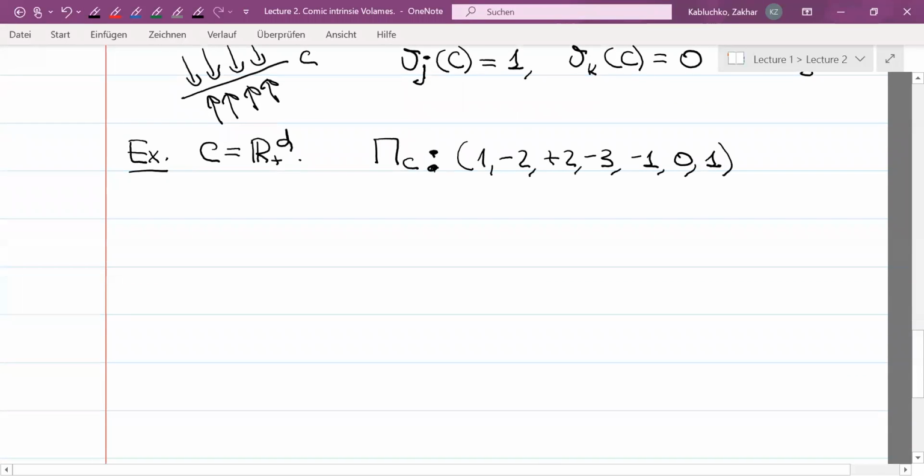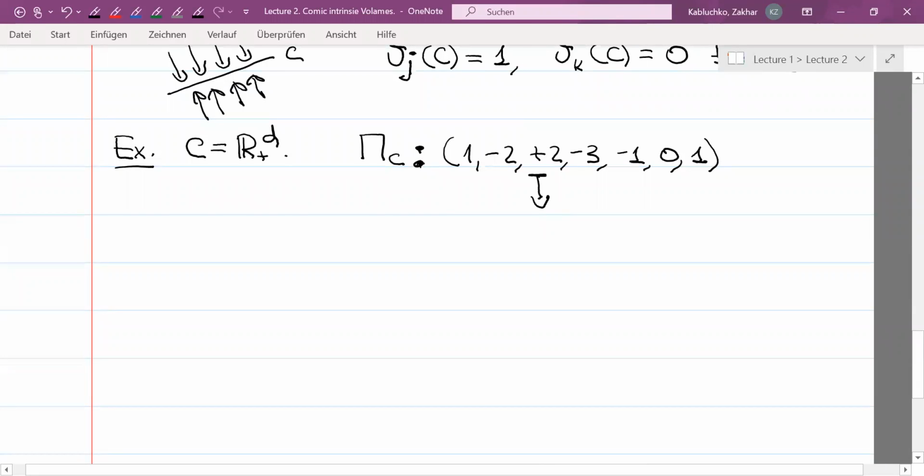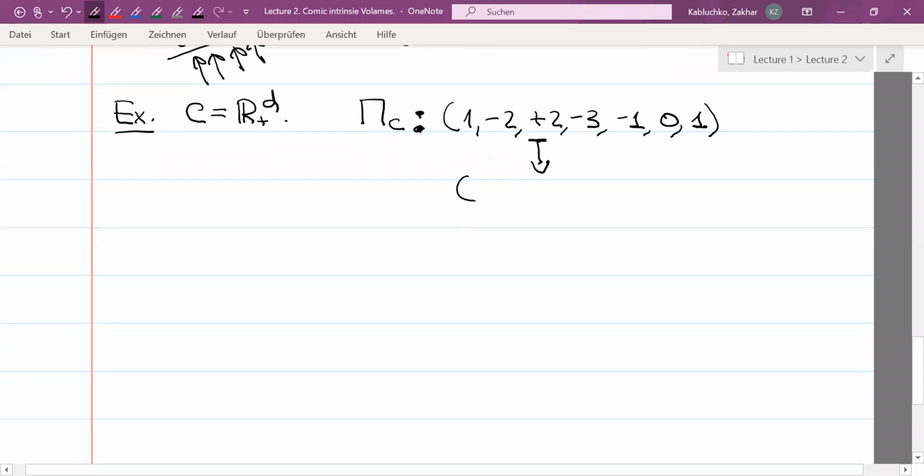What is the metric projection of this point to the orthant? Well, recall that the orthant consists of all points whose coordinates are non-negative. And so I want to approximate this point by a point with non-negative coordinates. Now, if some coordinate here is positive, I don't need to change it. But if some coordinate is negative, I have to change it to 0. That's the rule. So this point is mapped by the metric projection to the point 1, 0, 2, 0, 0, 0, 1.